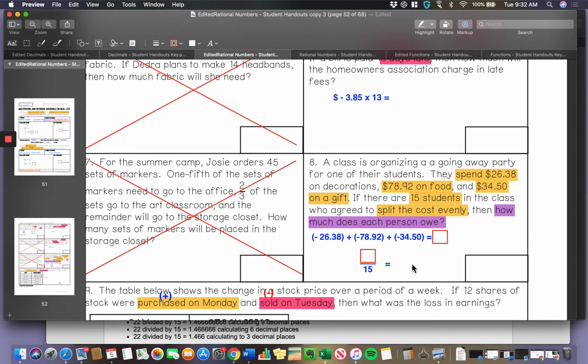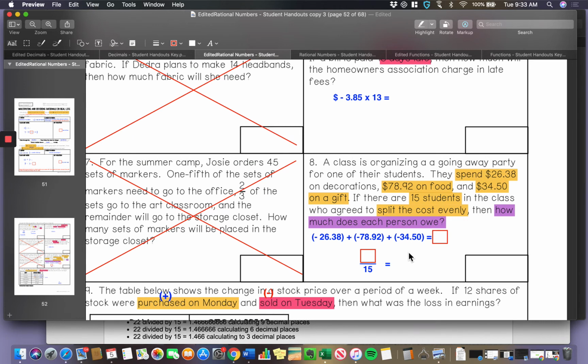All right, number 8. A class is organizing a going away party for one of their students. They spend $26.38 on decorations and $78.92 on food and $34.50 on a gift. If there are 15 students in the class who agreed to split the cost evenly, then how much does each person owe? So this is what she spent. And because it's spent, it's negative.